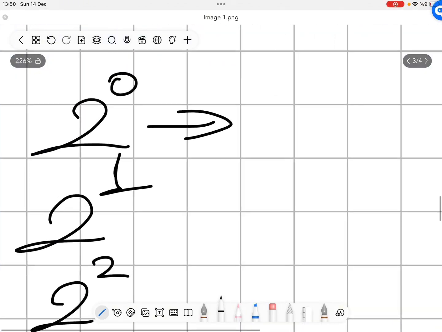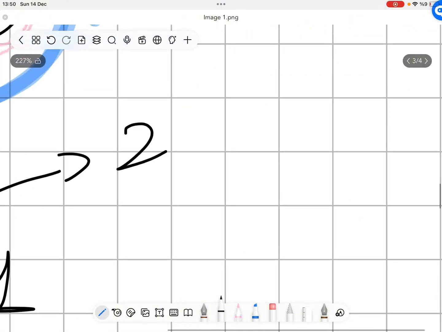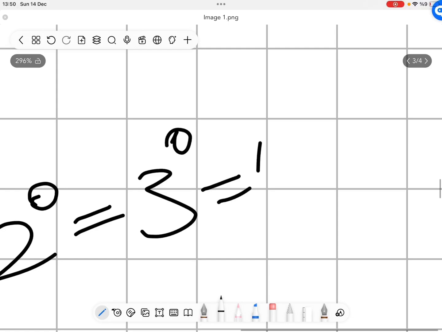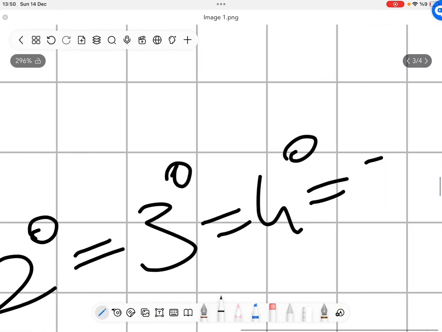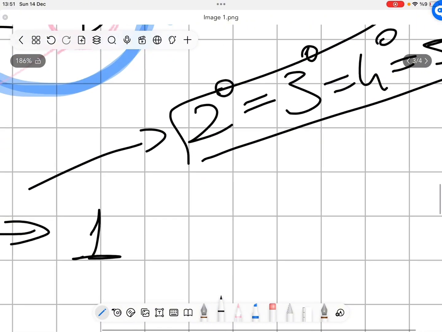It's always 1. How do I know it? It says it's equal to 3 to the power of 0 and 4 to the power of 0 and 500 to the power of 0. It's always 1. It's the rule. It doesn't change.